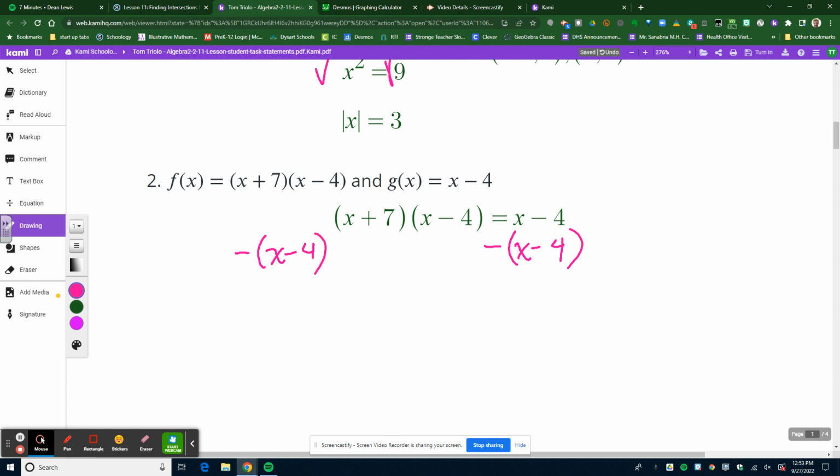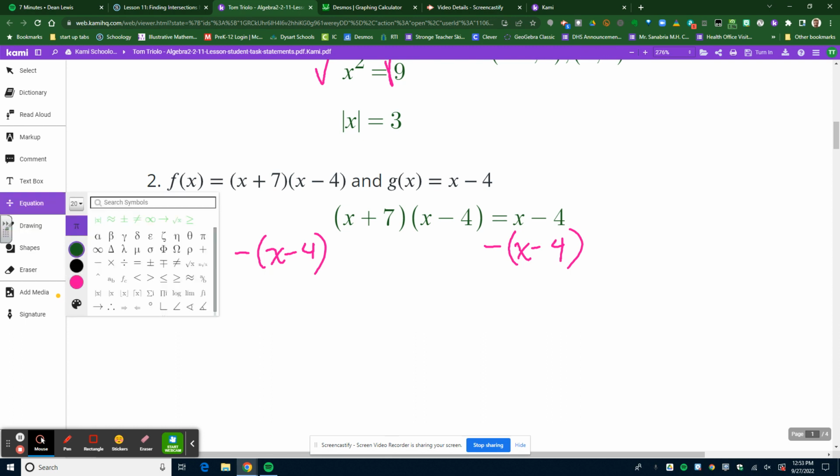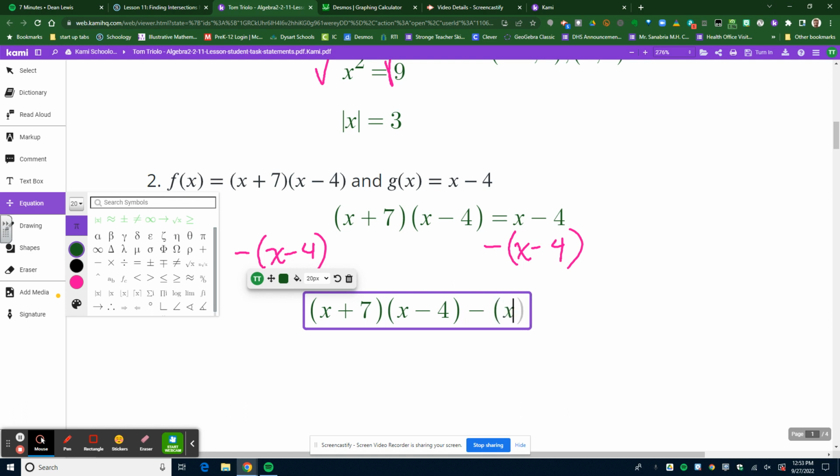I know Desmos will do this, but I want to show you how to do this algebraically because at some point Desmos will not help us with the answers. So I'm going to put this at the end. Take our time with this. Open x plus 7, close, open x minus 4, close, minus parentheses x minus 4, close, equals 0. So it looks a little bit more complicated than the original. I know. Type this out, Chris. Hang in there. Let your fingers do the walking.